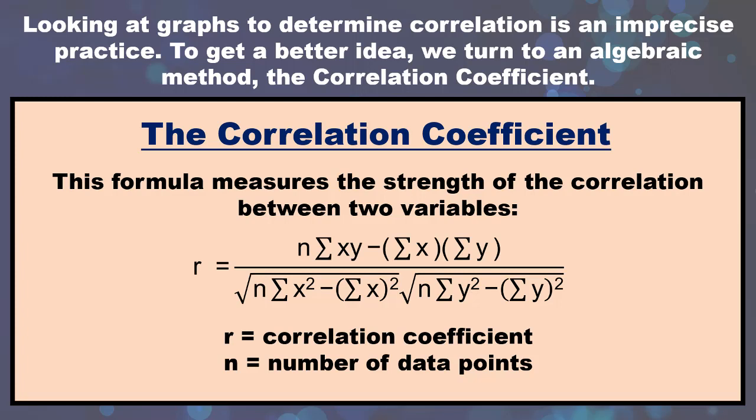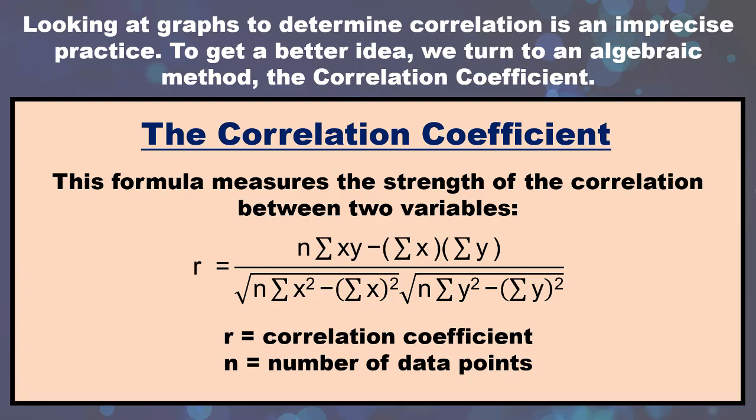So this says multiply the x's times the y's, each x times its own y, and then add up all those products. Then the second part of the numerator says we've got 2 sums. We've got the sum of all the x coordinates and the sum of all the y coordinates, and we multiply those together. So you add up all your x's, you add up all your y's, and you multiply those 2 numbers together. Then you're going to subtract the n times the sum of the xy's and the sum of the x's times the sum of the y's.